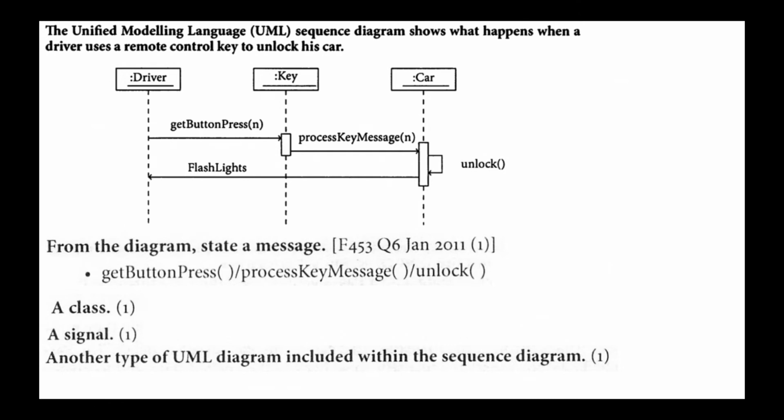State a class diagram: the driver, key and car. That is just the things within the boxes with the colons at the start. The signal is the flashlights, as it's what tells the flashlights to flash, doesn't it? So another type of UML diagram included within the sequence diagram is the object diagram.